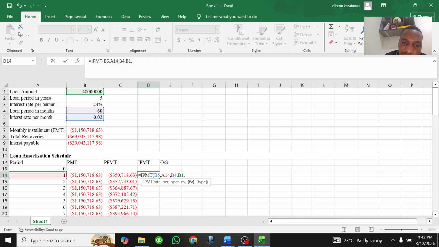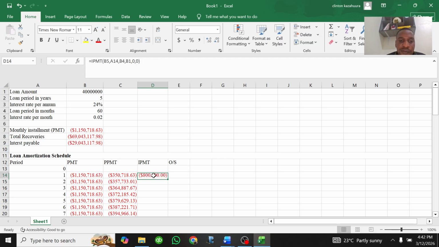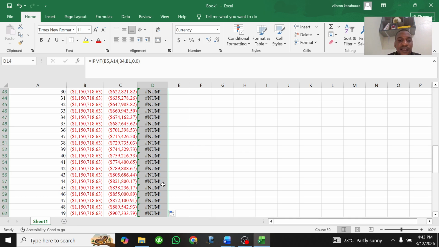The future value is that we are going to pay our loan up to 0. Then the type we pay at the end of the month. So I close my brackets and press enter. So when I again apply, you realize that it is still inconsistent.